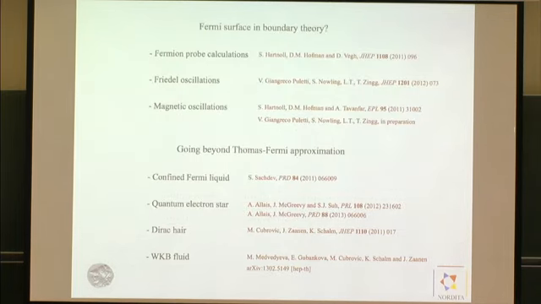So rather than summarize what I've already said, this is where would you want to take this from now? The basic question we're talking about here is how you can learn things about the Fermi surface in your boundary theory from different points of view. And as I mentioned earlier, we've already gotten some very interesting story from fermion probe calculations.